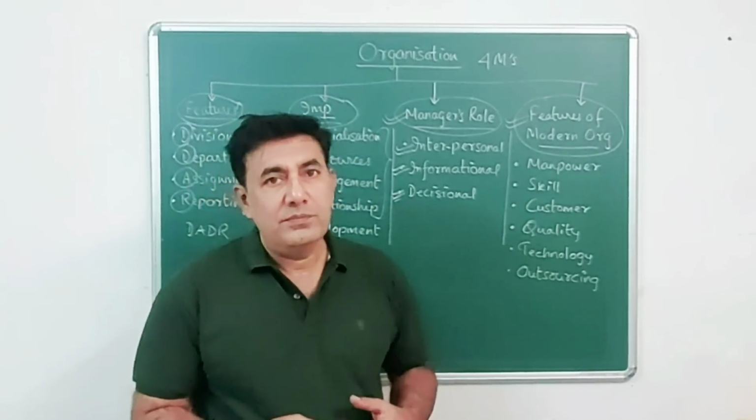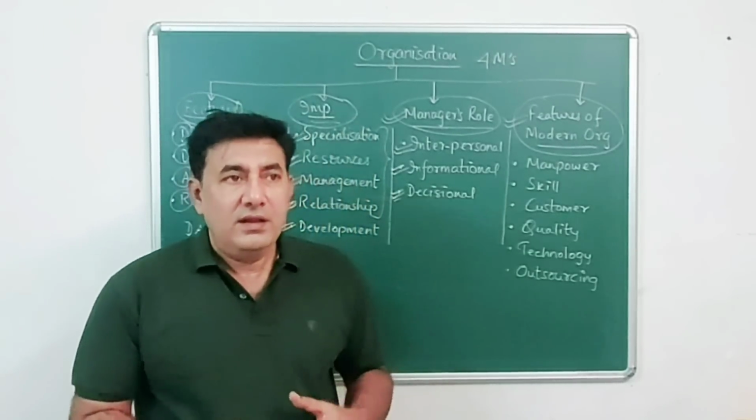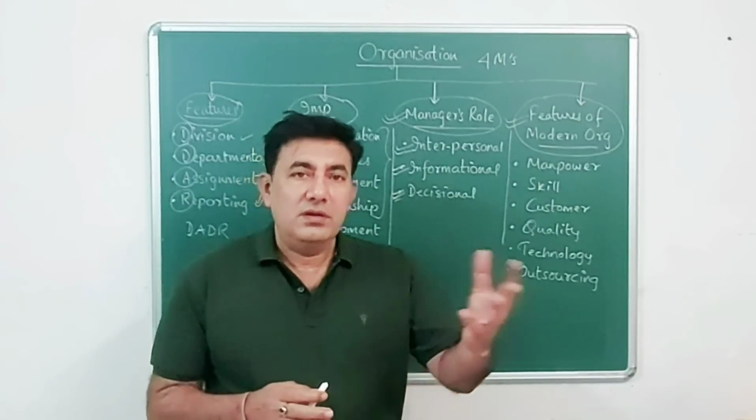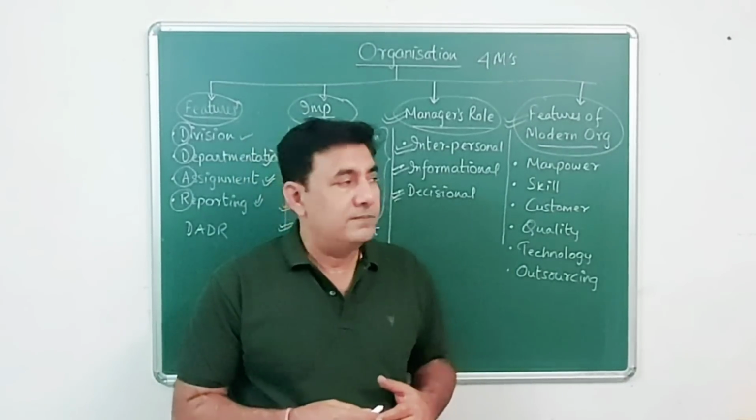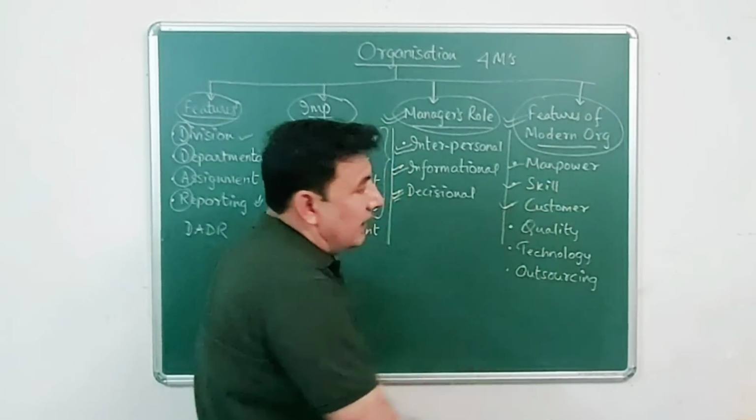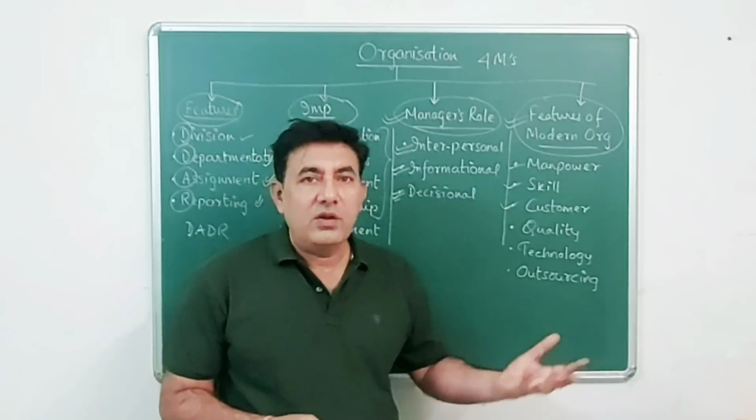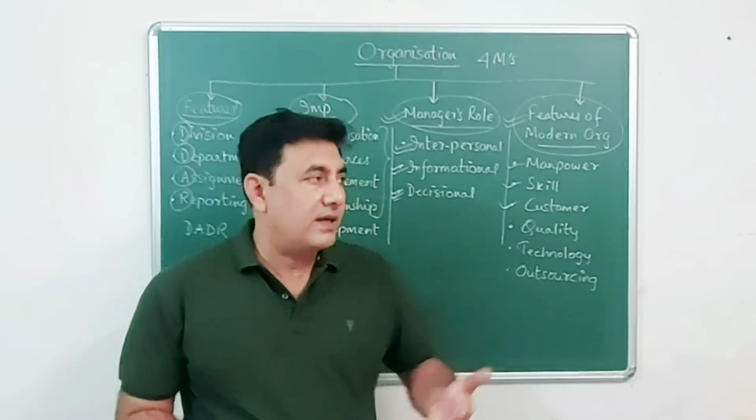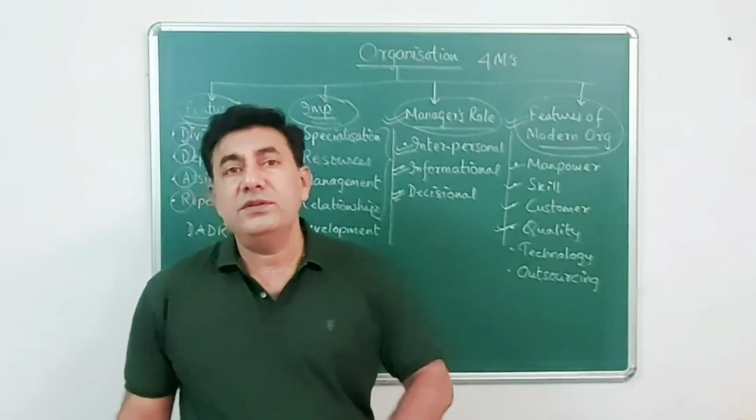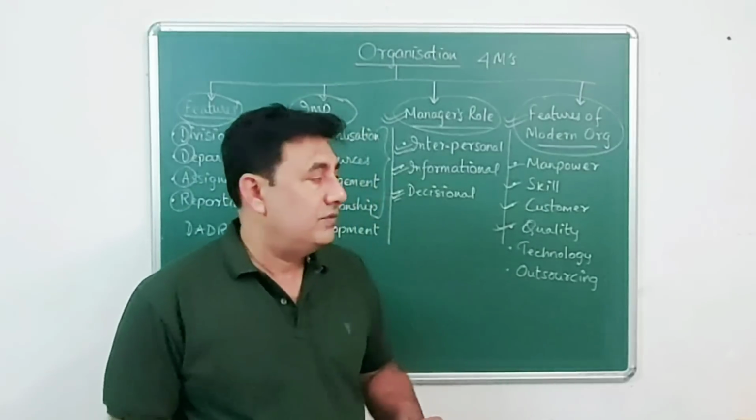Second, skill. Now the organizations are looking for people who are more skilled. They are giving more importance to the skill rather than the degrees and certificates. Then comes customer. Now customer, like as we know, customer is God. So इस point को आप define कर सकते हैं that an organization always tries to satisfy the customers. Then comes quality. Good quality of goods and services should be provided at reasonable price to the customers, right?